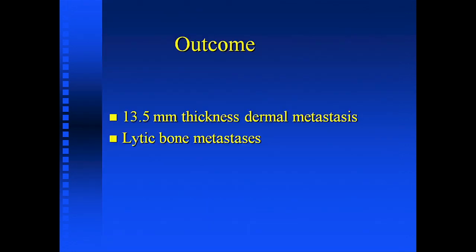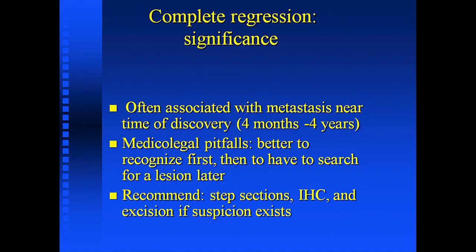What did the patient have? A 13.5 millimeter thickness dermal metastasis and lytic bone metastases. Okay, what is the significance of this? It can occur usually when there's complete regression and there's distant spread that occurs as a consequence. It is sometimes in continuity close to when this is discovered.